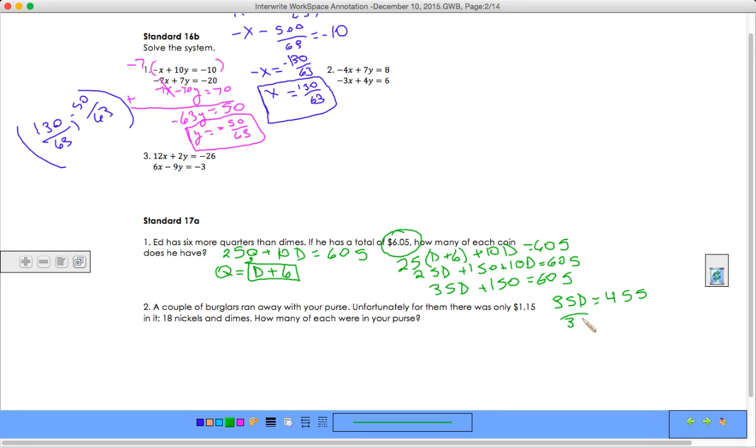And if I divide by 35, I get that D equals 13. So I have 13 dimes. And then we knew that we had 6 more quarters. So my number of quarters is 13 plus 6. So I have 19 quarters.